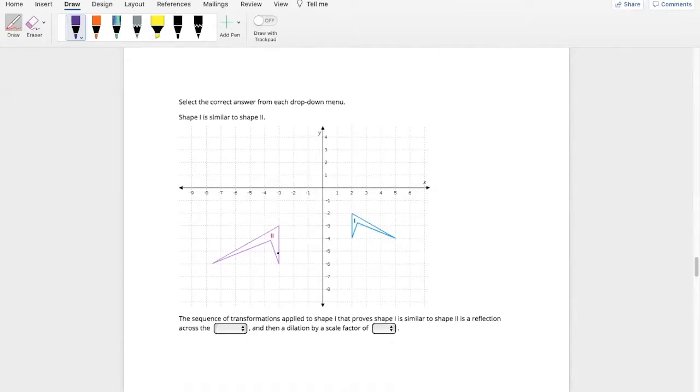Again, we got shape 1, shape 2. The sequence of transformations applied to shape 1 that proves shape 1 is similar to shape 2 is a reflection across the... well, it looks like this shape gets reflected across this way. So that's going across the y-axis.